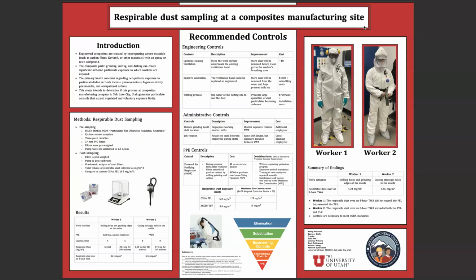Worker 1 was measured to have an 8-hour time-weighted average of 4.24 milligrams per meter cubed, while worker 2 had an 8-hour TWA of 5.46 milligrams per meter cubed. Using these results, we compared their results to the respirable dust exposure limits set by OSHA and ACGIH. Worker 1 was found to be under the OSHA PEL of 5.0 milligrams per meter cubed, while worker 2 exceeded the OSHA PEL, and both workers exceeded the ACGIH TLV of 3.0 milligrams per meter cubed.